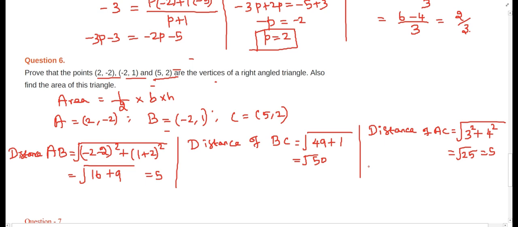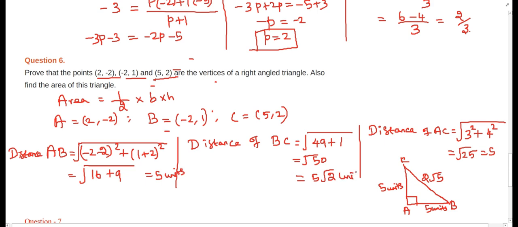Okay. So distance of AB equals distance of AC. So the right angle is at A. So here AB is 5 units, and AC is also 5 units. BC is root 50, which is nothing but 25 into 2, root of 25 is 5, so 5 root 2 units.